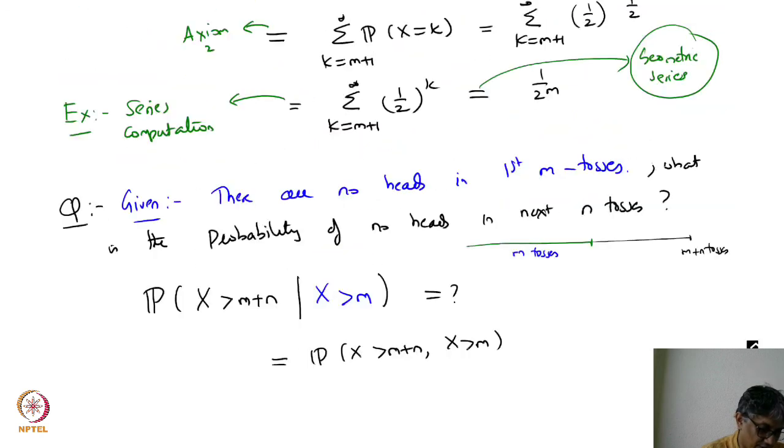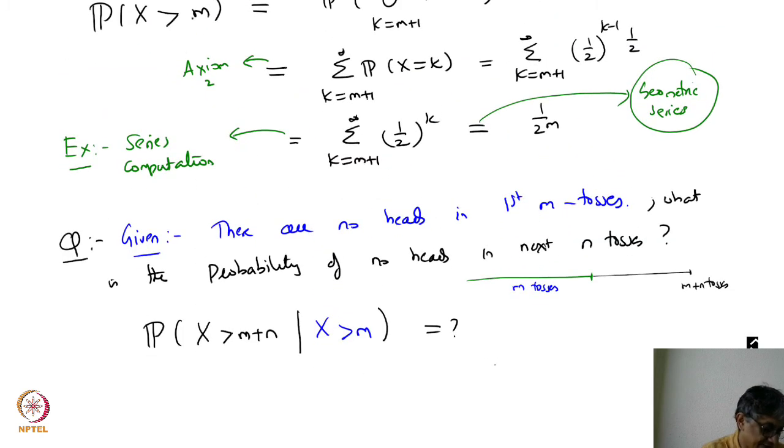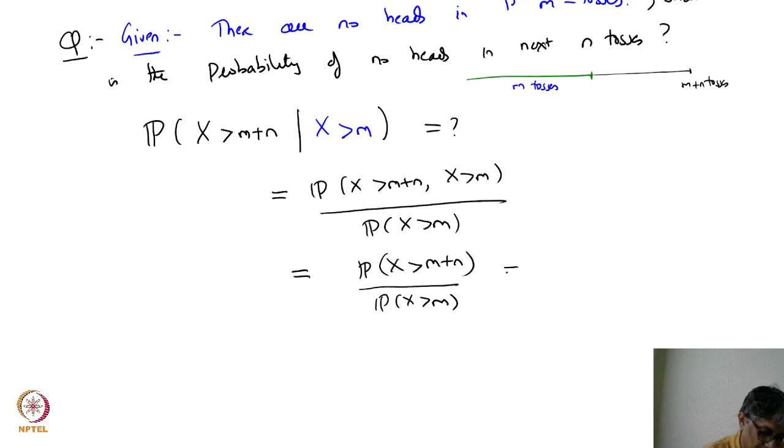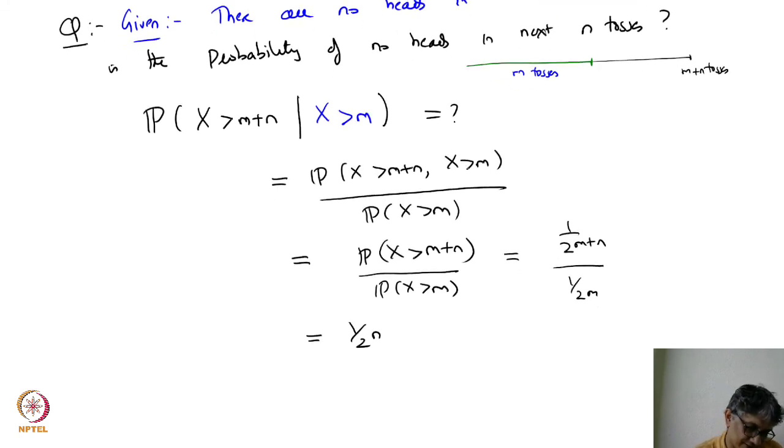If you go back to the first computation that we had, x bigger than m was 1 over 2 to the m. So we plug that in here. At the top we get 1 over 2 to the m plus n, and at the bottom we get 1 over 2 to the m. If you work this computation out, this is the same as 1 over 2 to the n. Very nice. So what have we observed?